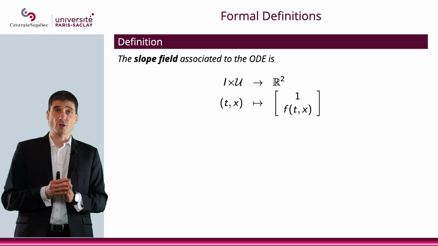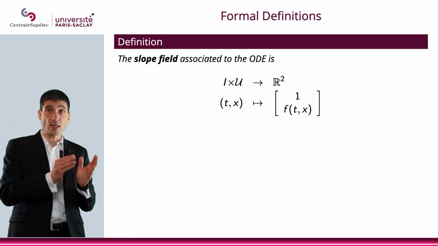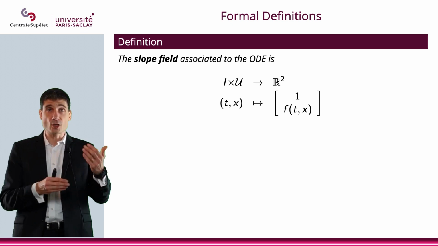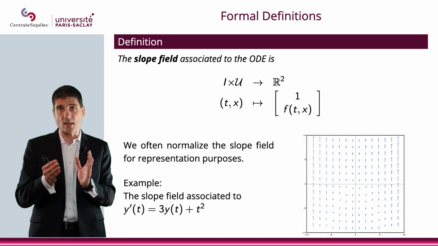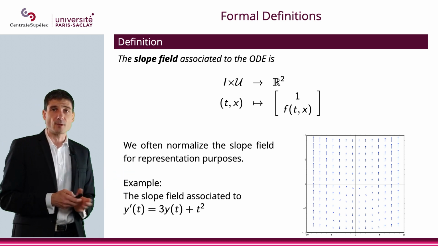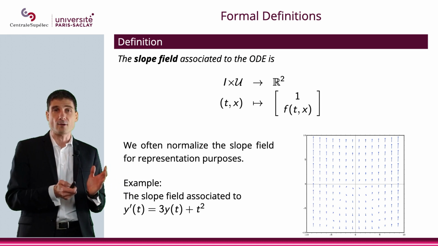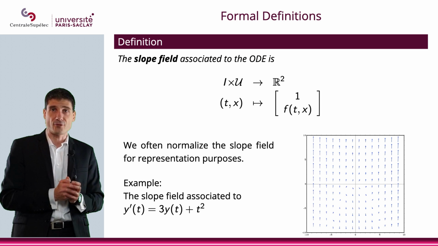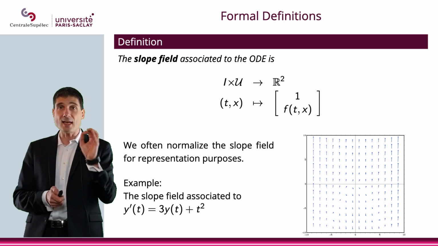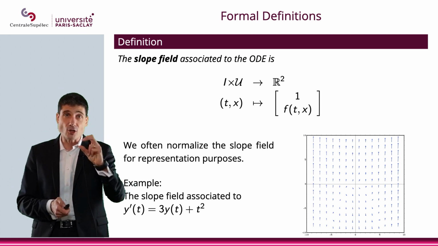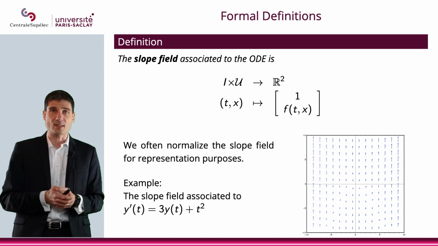Now, let me give you the definition of the slope field associated to an ordinary differential equation. That slope field will be, for each t and x, I will associate the vector (1, f of t, x). And often I will normalize it just so it's easier to see on the graph. For instance, let me give you the slope field associated to the ordinary differential equation y prime equals 3y plus t squared. We just saw this function a few minutes ago, and here is the slope field associated to it, which means that for any t, x, I will actually draw the vector (1, f of t, x), which I will normalize so it's easier to see.